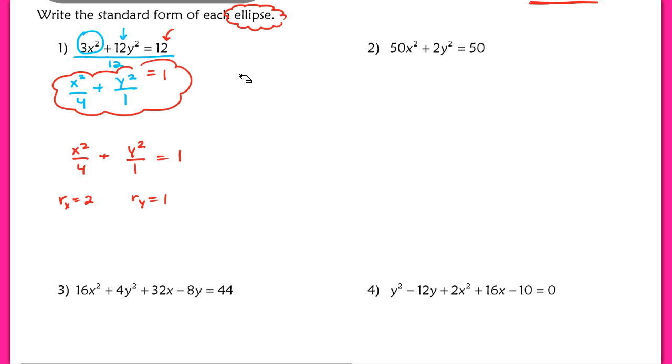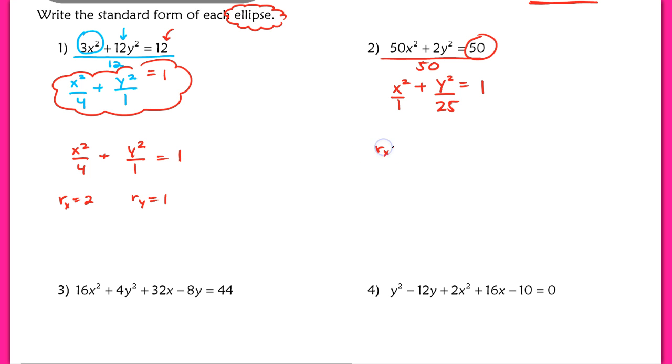In number 2, if I want to get the right-hand side to equal 1, I'm just going to divide everything throughout by 50. So now I have 1 on the right-hand side. On the left-hand side, 50x squared divided by 50 gives me x squared. And 2y squared divided by 50, well, that's going to give me y squared over 25. So I'm just simplifying 2y squared over 50 as y squared over 25. Now, since I had x squared, I'm going to write that as over 1, so it's more like the standard form for an ellipse.